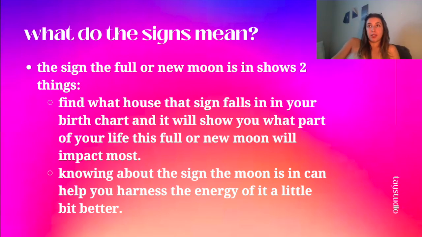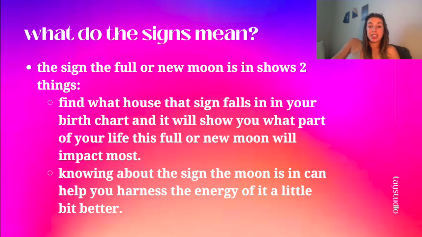So we know what a full moon is. We know what a new moon is. But what is it when someone says, oh, there's a full moon in Aquarius. Oh, there's a new moon in Cancer. Oh, there's a full moon in Sagittarius. The sign that the full or new moon is in shows us two things. Let's just take, for example, the new moon in Virgo that's happening tonight.